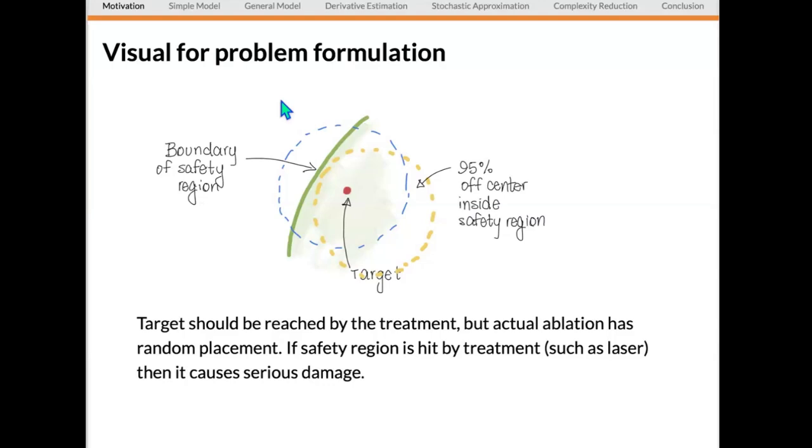So suppose that you've said that your red target is the one circle surrounded by the blue line. You have a 95% chance that your actual result will be within the blue line. Okay. Is that correct? Yes and no.